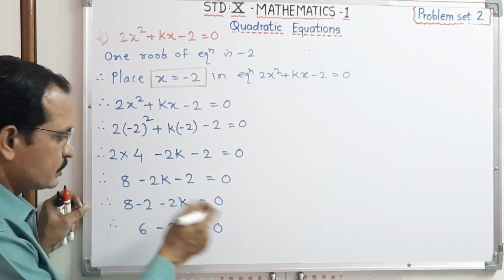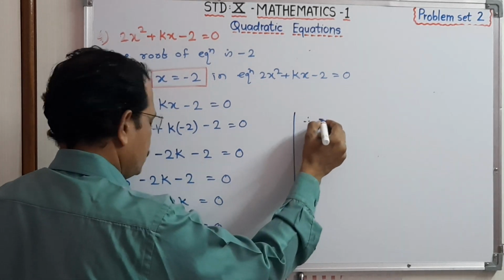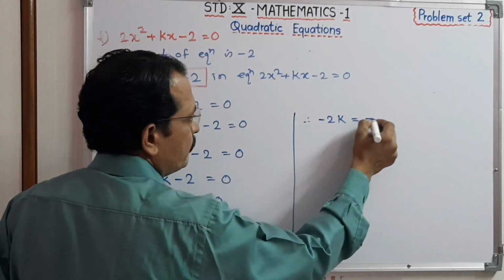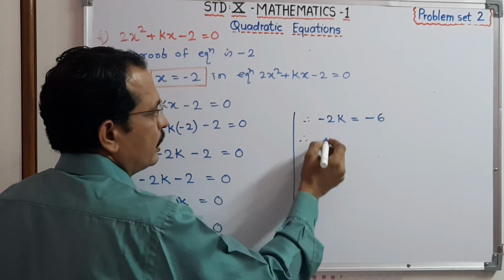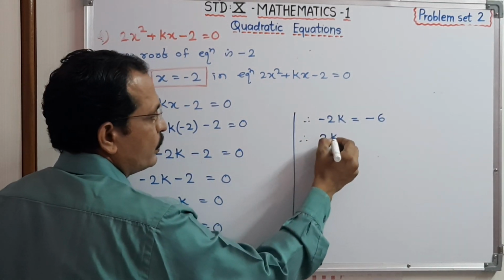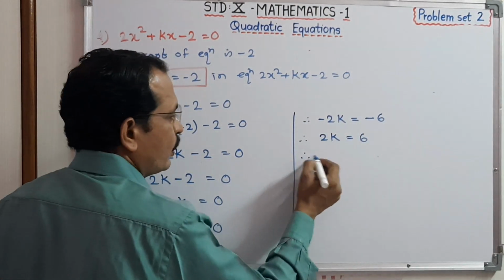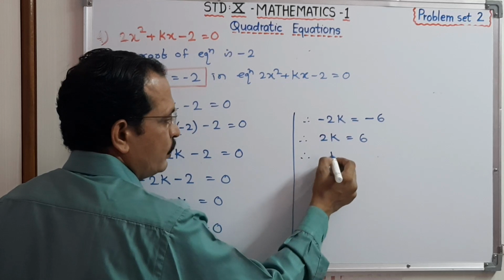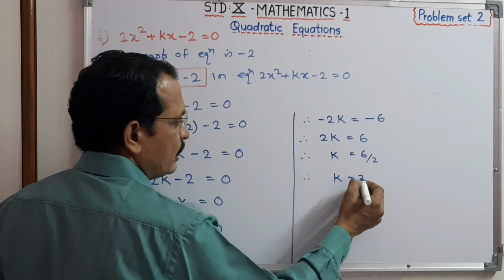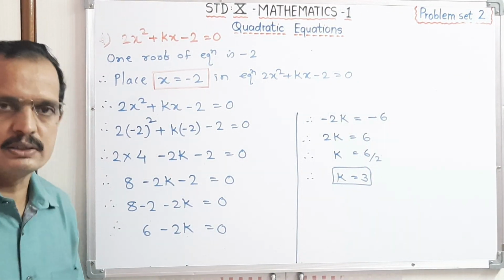Now this 6 we have to take on that side, therefore we can write here minus 2k is equal to, this plus 6 will become minus 6, and now we have to multiply by minus 1 on both sides. We will get 2k is equal to 6 by multiplying minus 1 on both sides. Now divide by 2 on both sides, we get here k is equal to 6 upon 2, and therefore dear student, the value of k is equal to 3. This is the final answer.